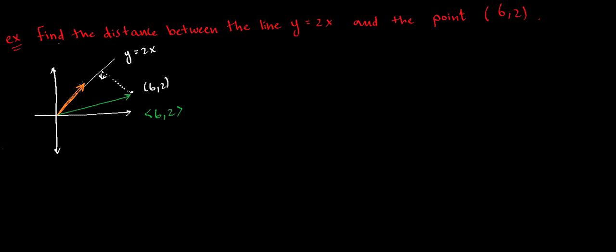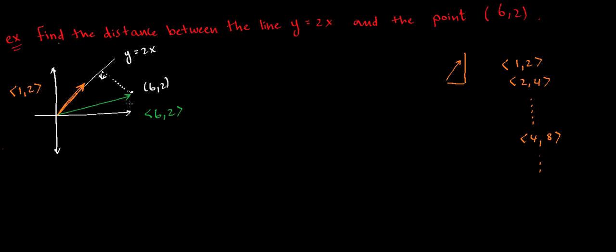well, think about it. This line is y equals 2x, which means if I move 1 unit in the x direction, I have to move 2 units in the y direction. So if I want to draw a vector that lies on this line, it could be 1, 2, 2, 4, and so on. 4, 8. So I'm just going to pick the vector 1, 2. That's one of the vectors that lie on this line over here.